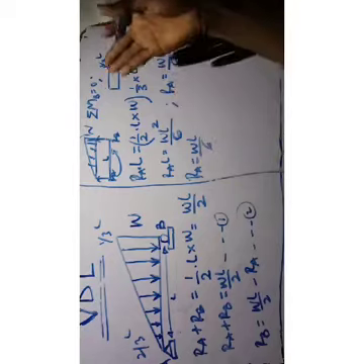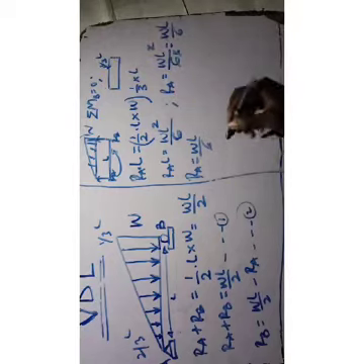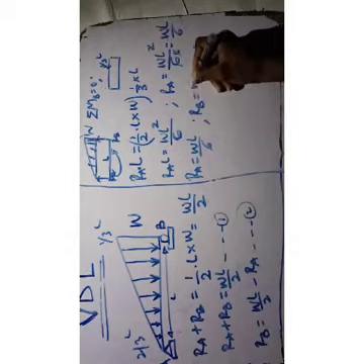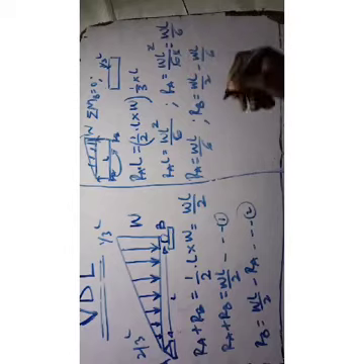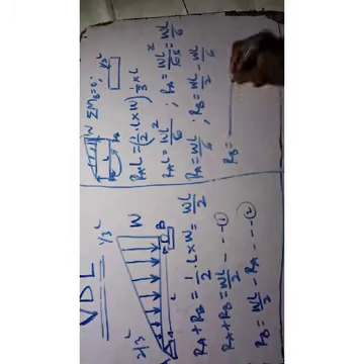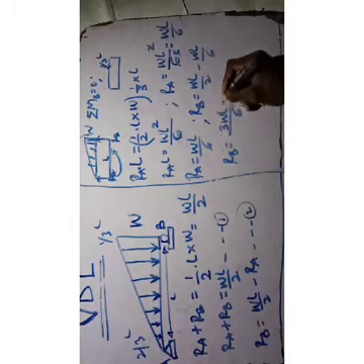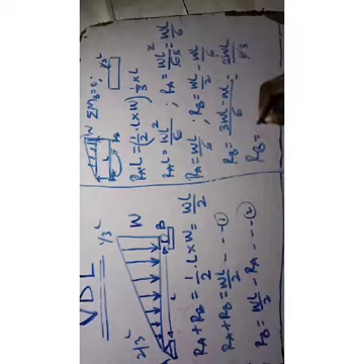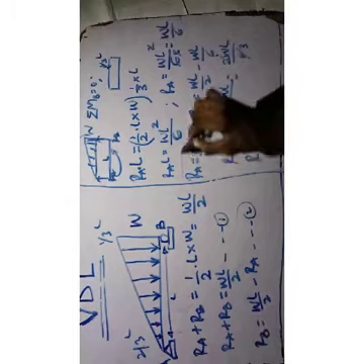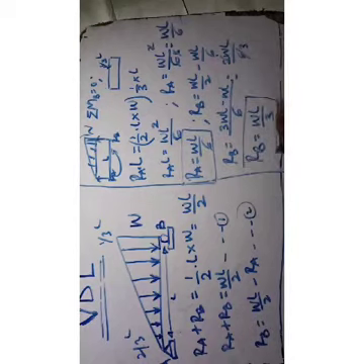So if I want to substitute inside to get my RB, I can say therefore RB equals WL over 2 minus WL over 6. So I can find the LCM, which is 6: 3WL minus WL. So I'm going to have 2WL over 6, which is RB equals WL over 3. So in a nutshell, we found out that our RA is WL over 6, and our RB is WL over 3.